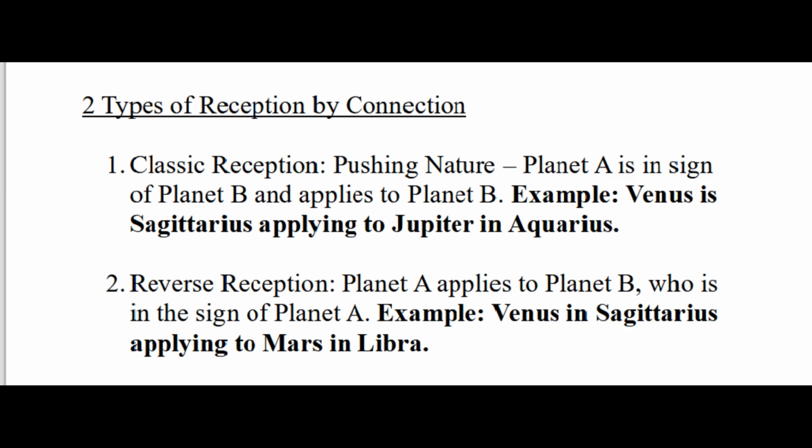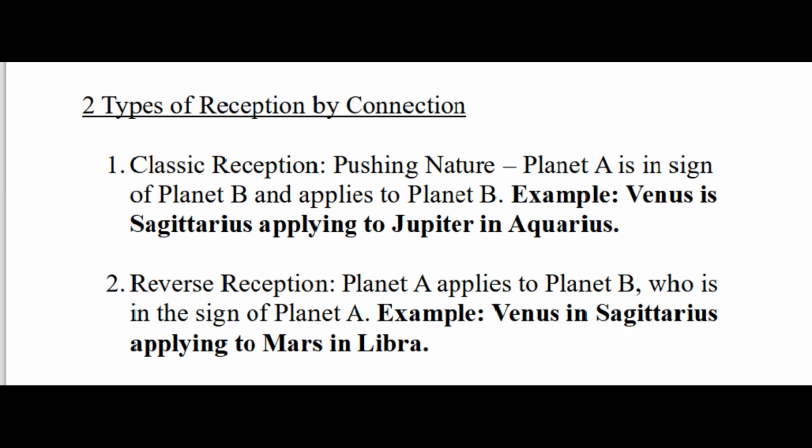So for instance, that means if my sun were in Scorpio and Mars were in Leo, or any planet were in Leo, it wouldn't matter. So in this particular one, Venus is still in Sagittarius, but she's applying to Mars in Libra. So there's a sextile. She's not pushing nature because she is not in his sign. Sorry about that, let me repeat it. She is not pushing nature because she is not in his sign in this example, but she is in a sextile with reception because he, Mars, is in her sign.